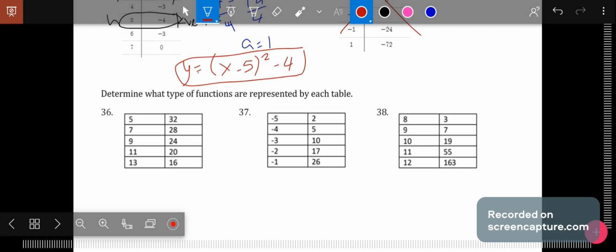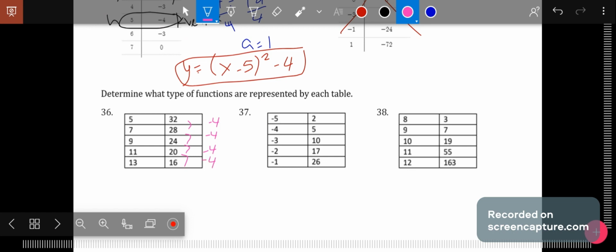Remember, when you were determining the type of function based on the table, this is where we subtracted in class. How many times do you have to find the difference? So when you subtract, you're doing the second minus the first, the third minus the second, the fourth minus the third, and so on. So what we're going to do is take 28 minus 32, and we get negative 4. Then we're going to do 24 minus 28, negative 4. 20 minus 24 gives me negative 4. And 16 minus 20 gives me negative 4.